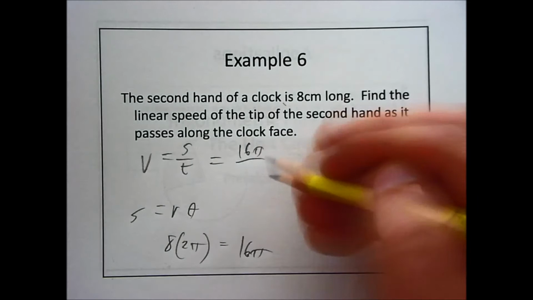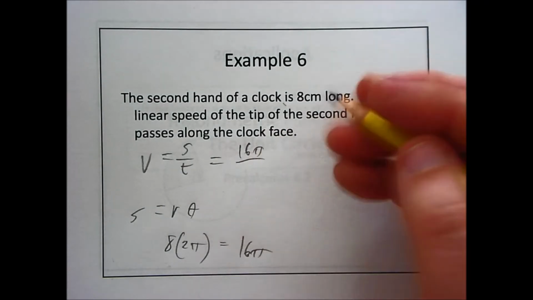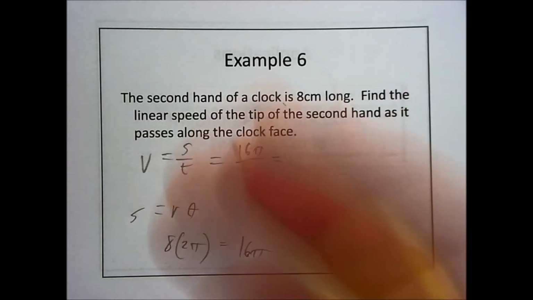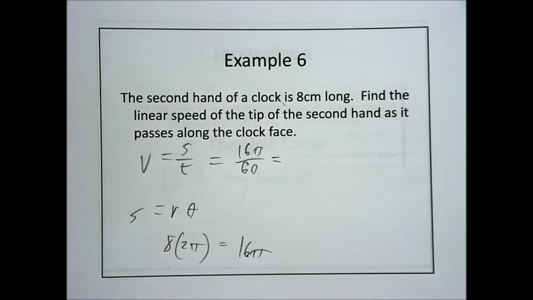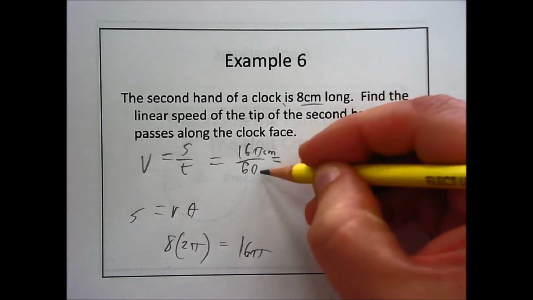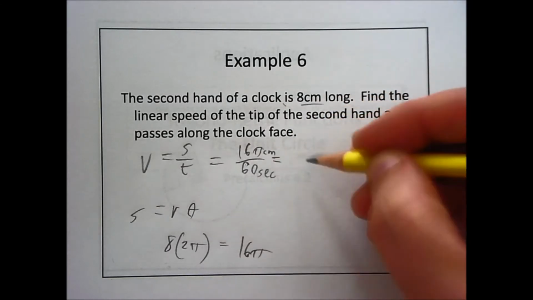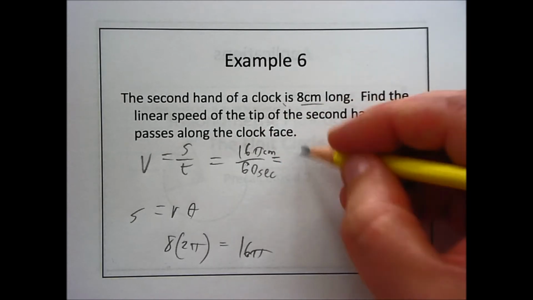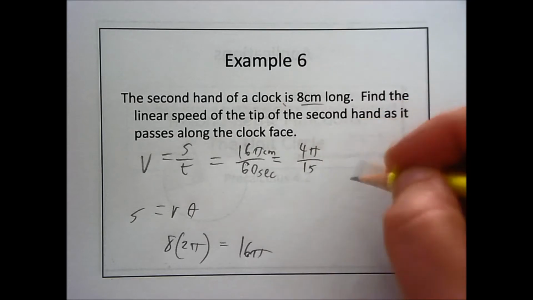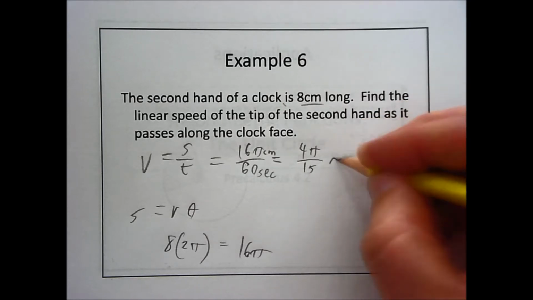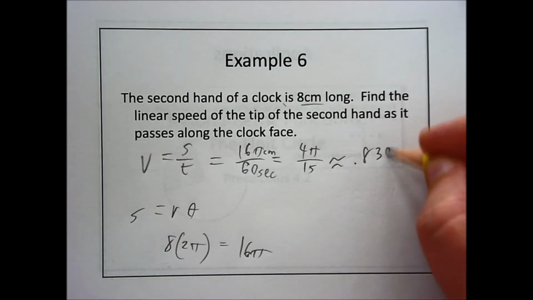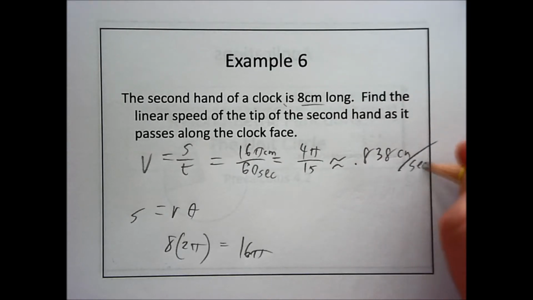To find the linear speed, in 1 minute, in other words, 60 seconds, I end up with 16 pi over 60. And these are the units as well: centimeters of arc length per second. 16 and 60 simplifies down to 4/15 with pi attached. And if you approximate the decimal, that's 0.838 centimeters per second.